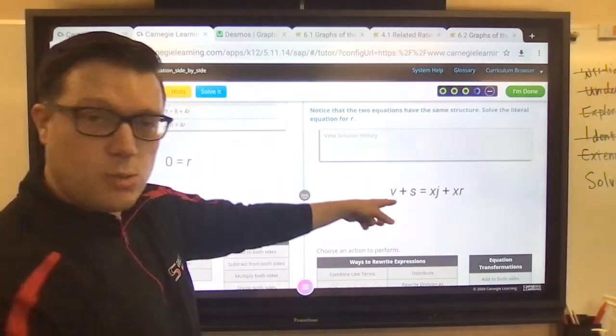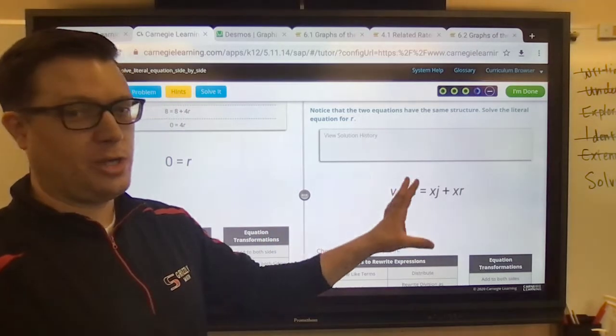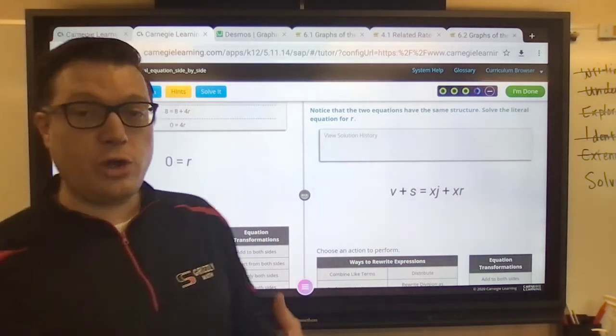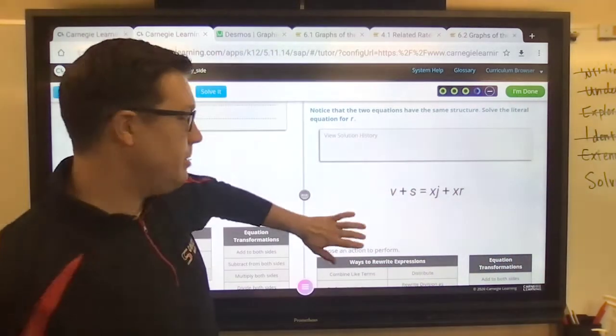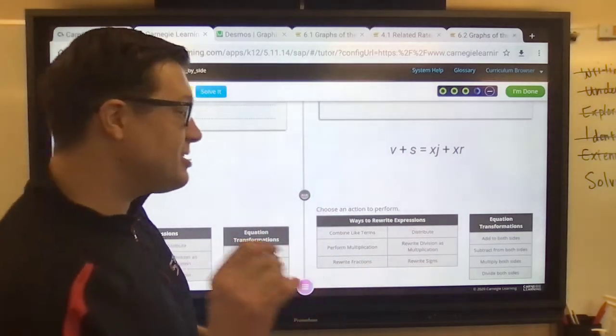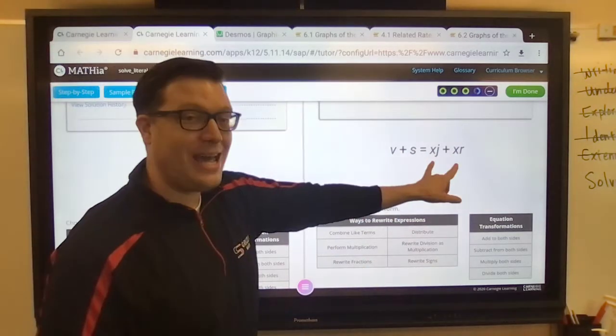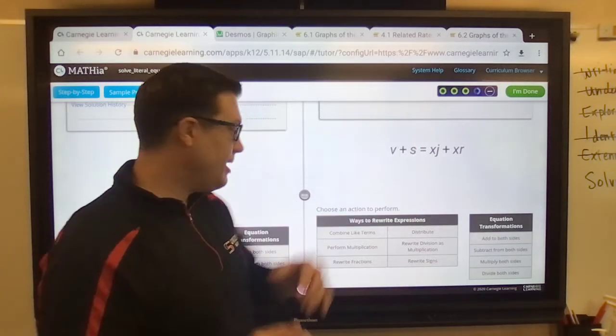Now let's go over to this one. In this one, I want to still solve for x. I love this question. We want to first of all know that we can't combine like terms. V and S are not the same. So instead of combining those like terms, let's just leave them alone. Let's do this next step. Let's actually take xj and xr and factor them.